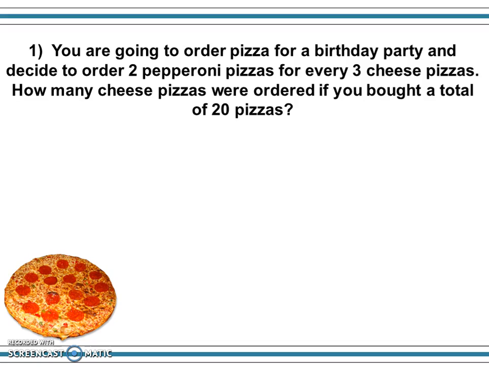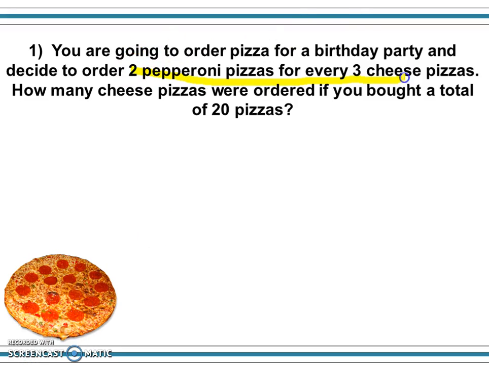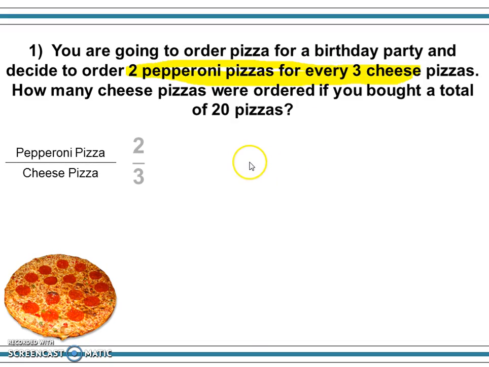Okay, so there's a lot going on in this problem, and we really need to think about the labels that we're giving to each number and make sure that we're making a comparison that makes sense. So first thing I notice is that I've got this ratio of 2 pepperoni pizzas for every 3 cheese pizzas. So that gives me the ratio 2 to 3. However, when I then look at the question, I want to know the number of cheese pizzas. Well, we've got cheese here in our ratio. I bought a total of 20 pizzas. So I've been given this piece of information about total pizzas ordered.